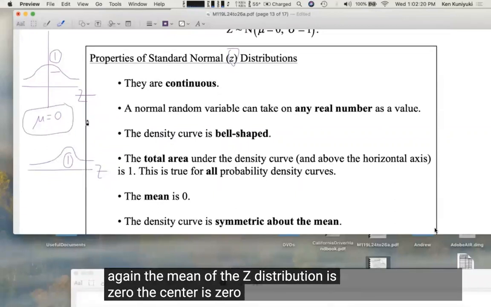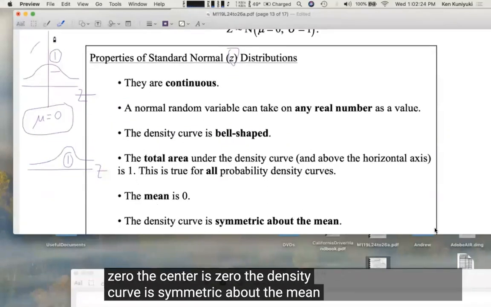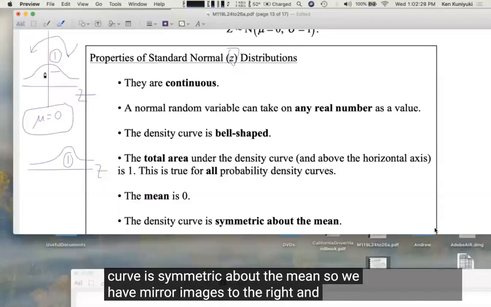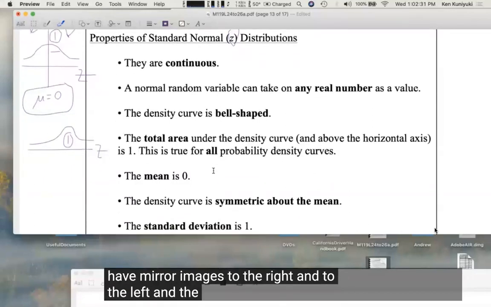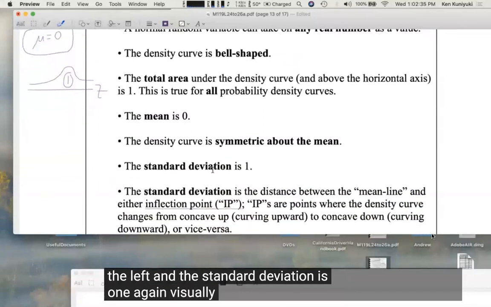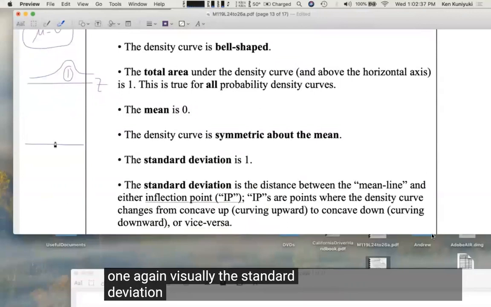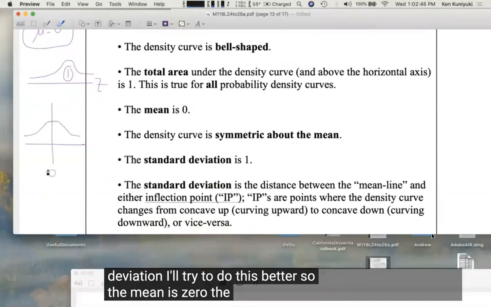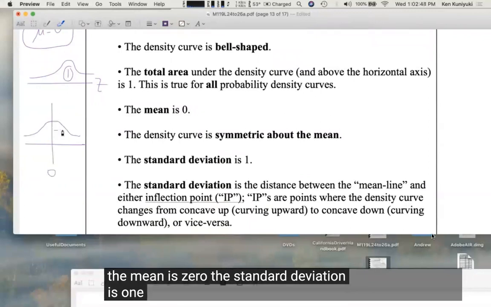Again, the mean of the Z distribution is 0. The center is 0. The density curve is symmetric about the mean. So we have mirror images to the right and to the left. And the standard deviation is 1. Again, visually, the standard deviation, I'll try to do this better. So the mean is 0. The standard deviation is 1.